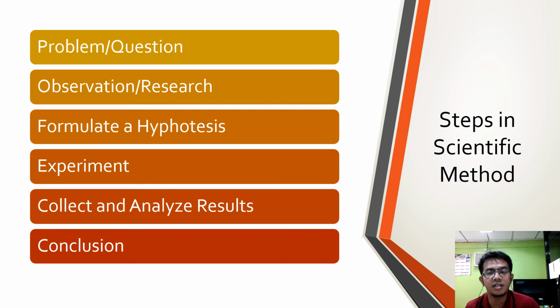So these are the steps in the scientific method. The first one is the problem or question. Then next is the observation or research. Then they need to formulate a hypothesis and conduct an experiment. After experimentation, they need to collect and analyze results. Then they need to write a conclusion.